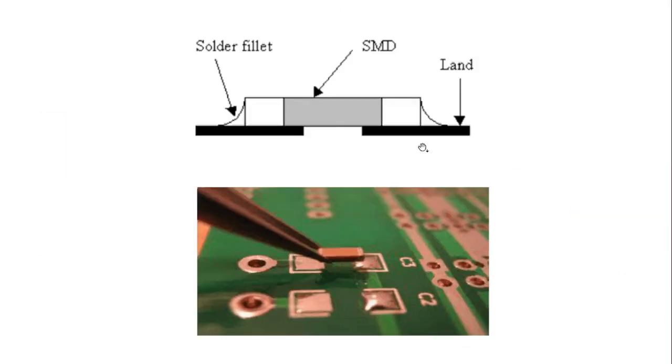Now let's see how it gets placed. This is an example of chip components, like this capacitor. So we have the SMT pads and it should be placed like that, and the solder should look like this. Okay, this is a sign of good quality soldering.